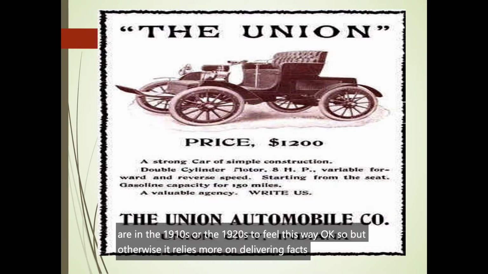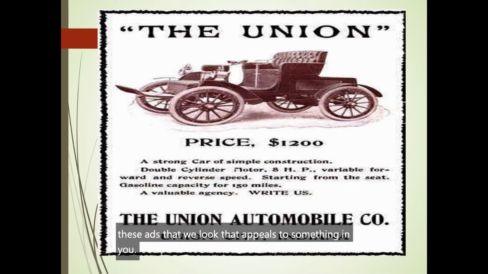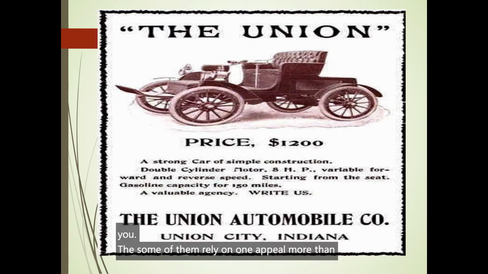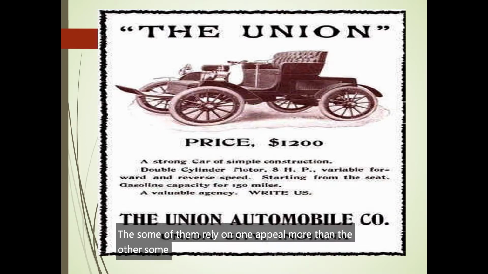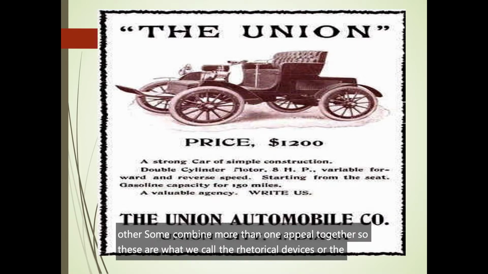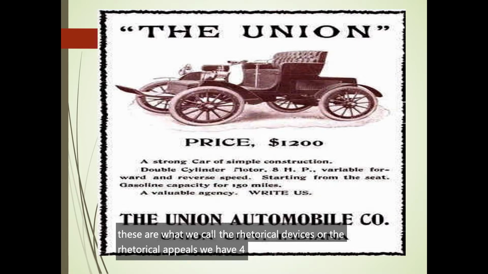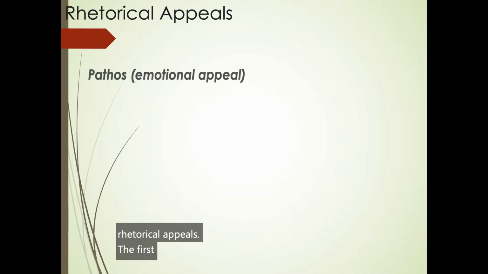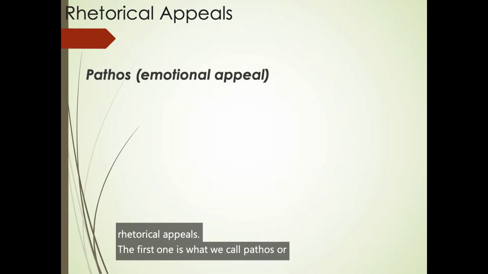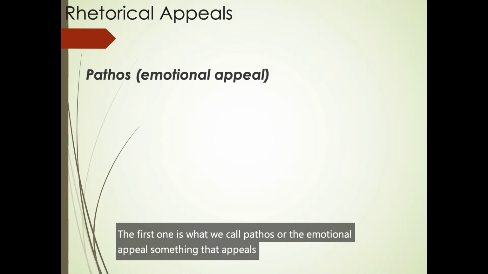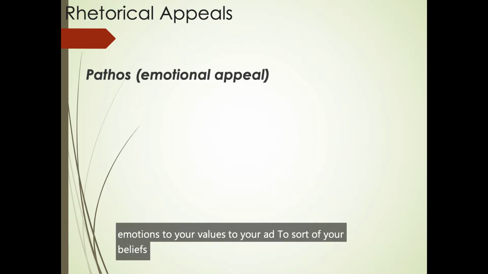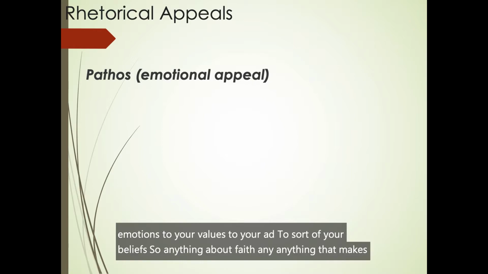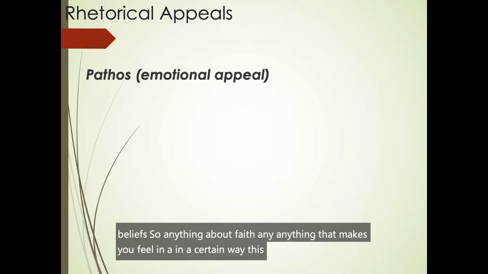So each of these ads that we looked at appeals to something in you. Some of them rely on one appeal more than the other. Some combine more than one appeal together. So these are what we call the rhetorical devices or the rhetorical appeals. We have four rhetorical devices or rhetorical appeals. The first one is what we call pathos or the emotional appeal. Something that appeals to your feelings, to your emotions, to your values, to your beliefs. So anything about faith, anything that makes you feel in a certain way. This is pathos or this is emotional appeal.